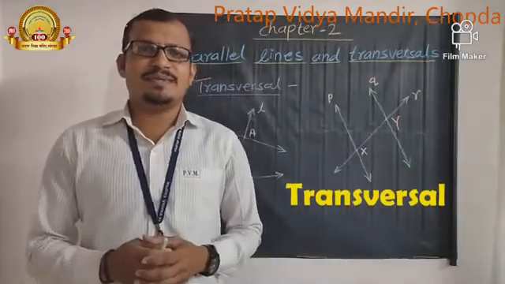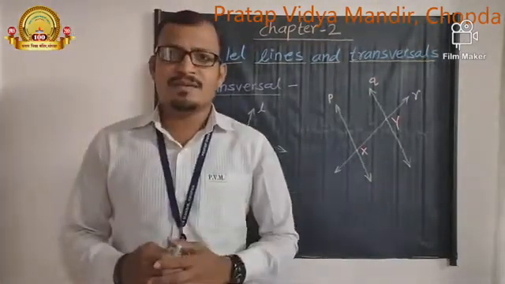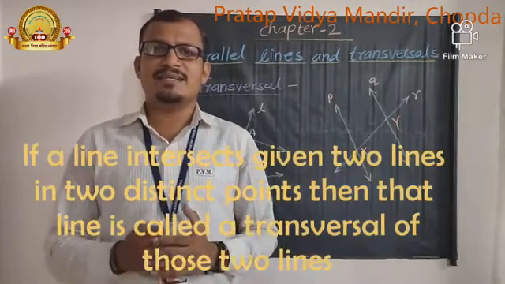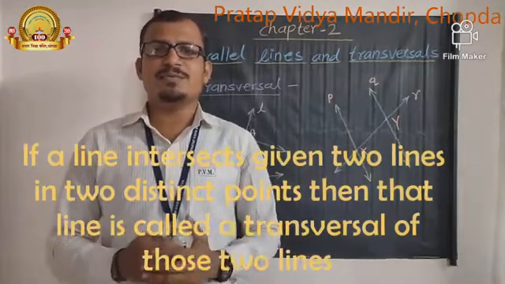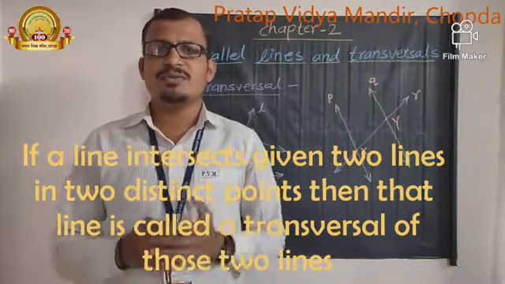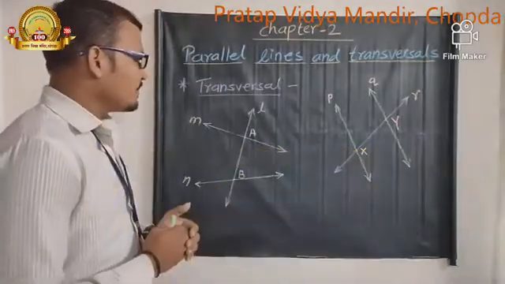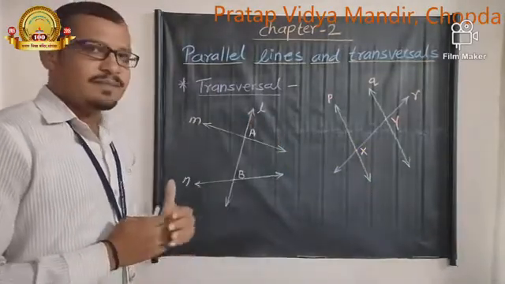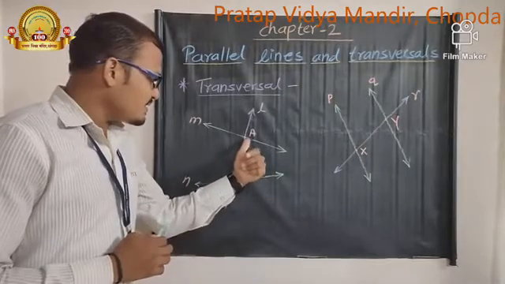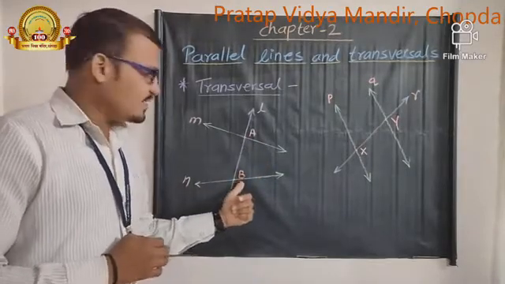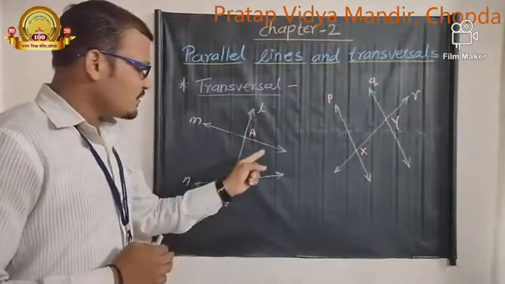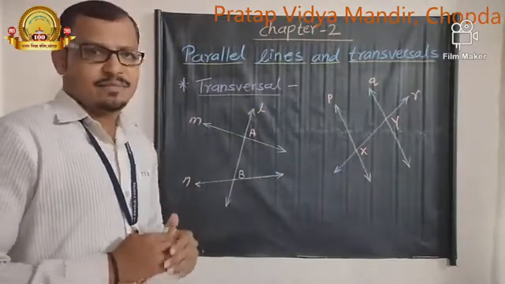Then our next topic is transversal. What is meant by transversal? Friends, if a line intersects two given lines in two distinct points, then that line is called a transversal of those two lines. For example, here line L intersects line M and line N in two distinct points A and B respectively. So line L is called a transversal of line M and line N.